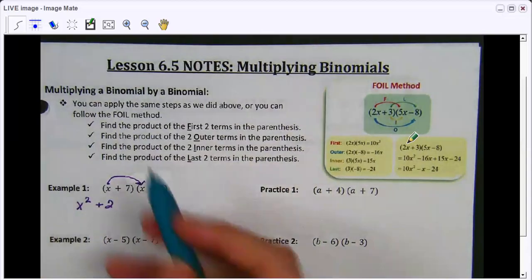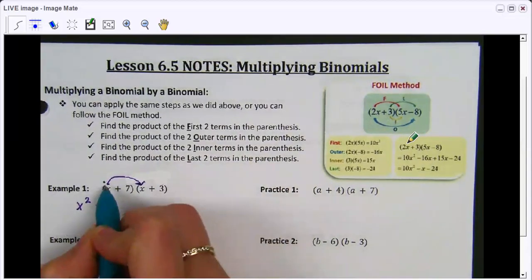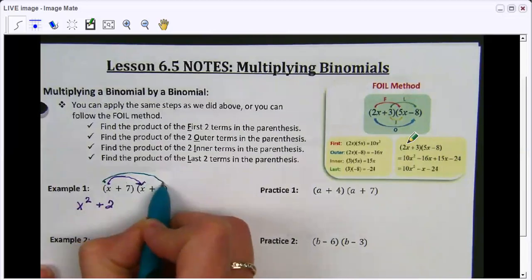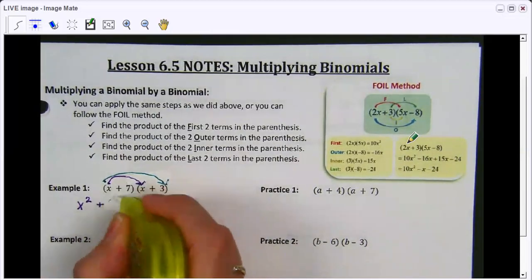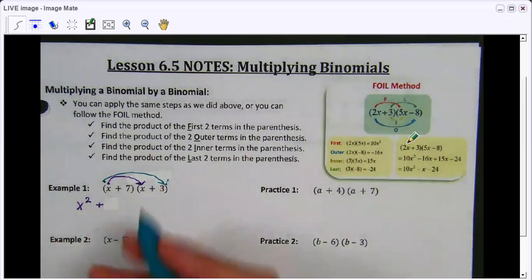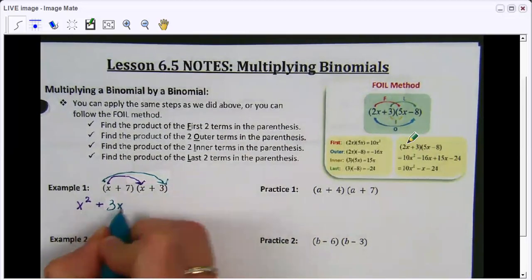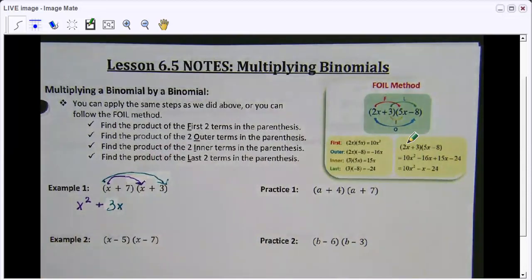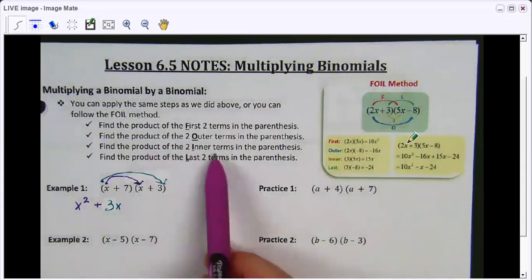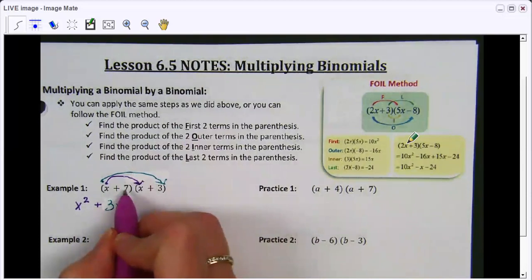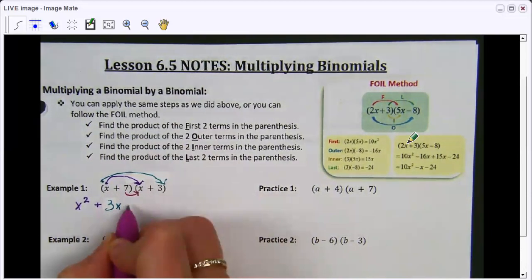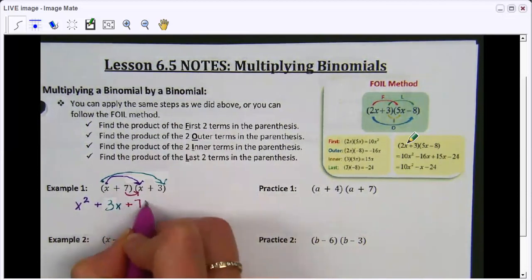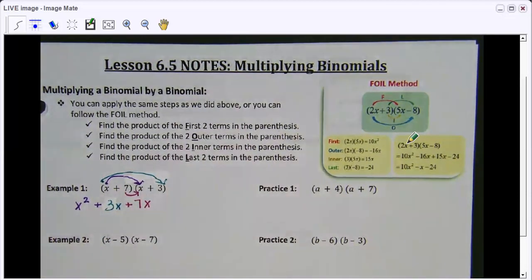So the two outer terms would be the x with the 3 over here. And when you multiply those together, what's x times 3? 3x. Okay. All right. The next one that I'm going to multiply are the two inner terms. So the two inner terms would be 7 times x, which is 7x. Okay.